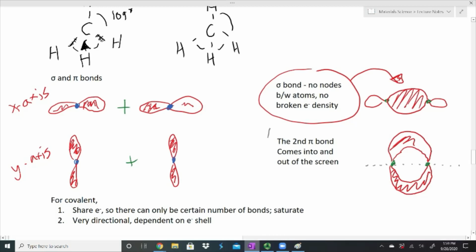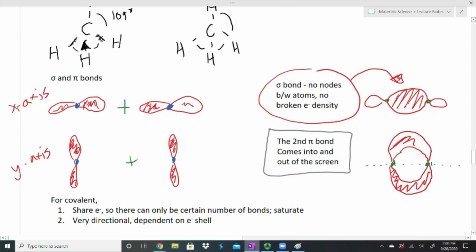One thing that I want to mention is there is a second pi bond that's possible if we wanted a triple bond, such as when nitrogen bonds with itself. And that second pi bond would be in a z-axis. And in this case, if our x-axis is moving left to right and our y-axis is up and down, our z-axis would be coming in and out of the screen. And so it would be doing the same reaching up and around, but it would be coming out of the screen to reach around to the other atom.